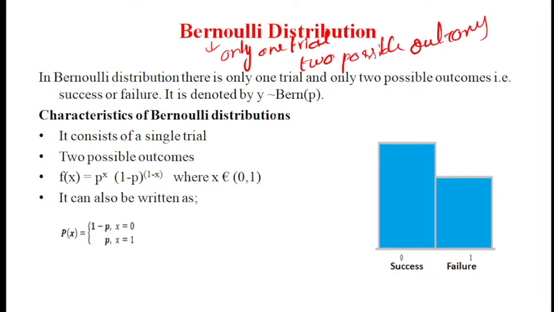It is denoted by P. What are the characteristics of Bernoulli's distribution? It consists of a single trial, only one trial, having two possible outcomes. What would be the formula of this Bernoulli's distribution? F of x is equal to p power x into 1 minus p whole power 1 minus x.